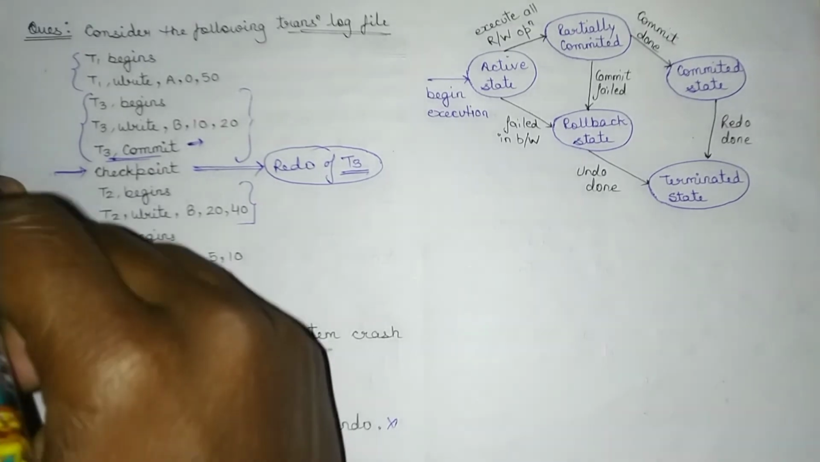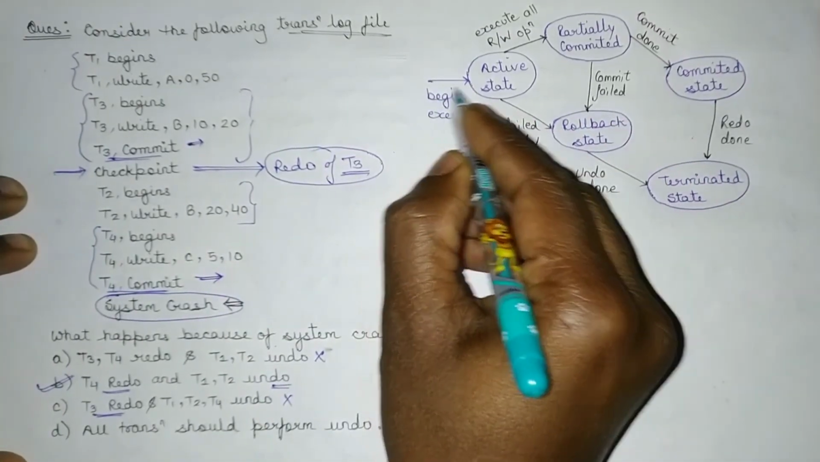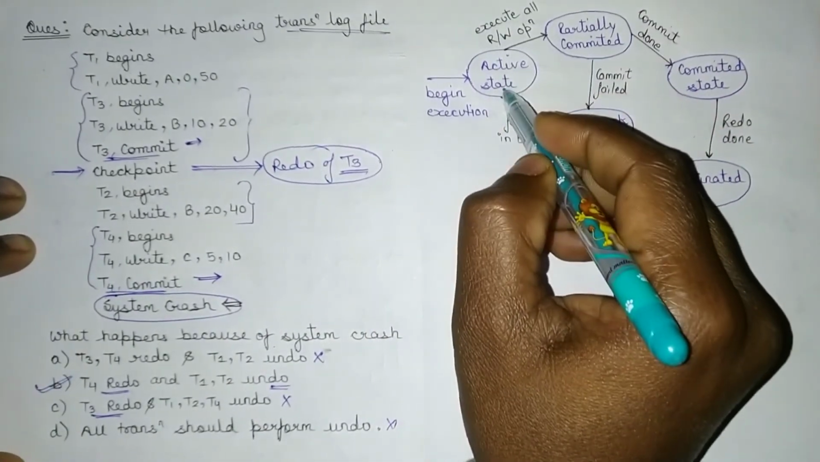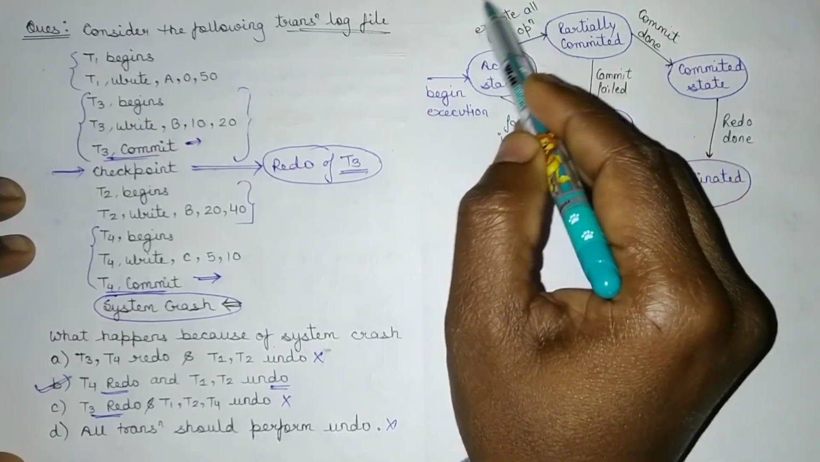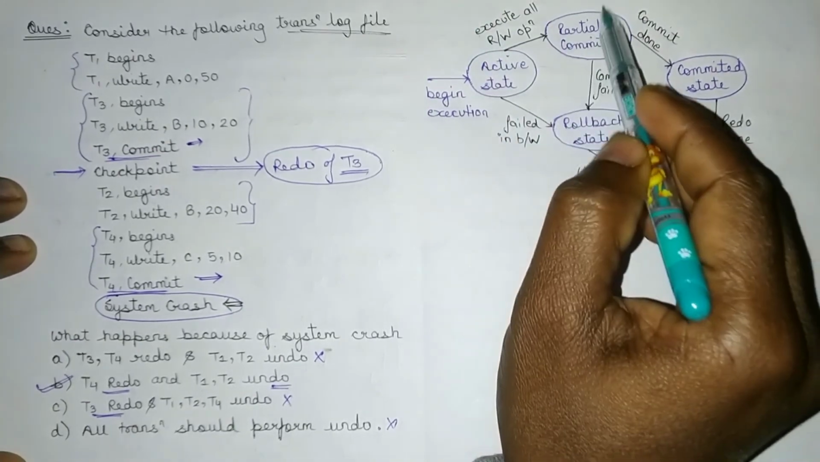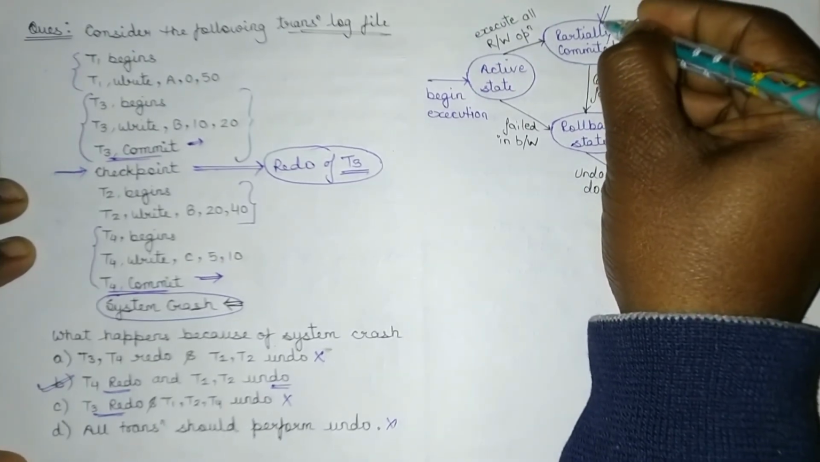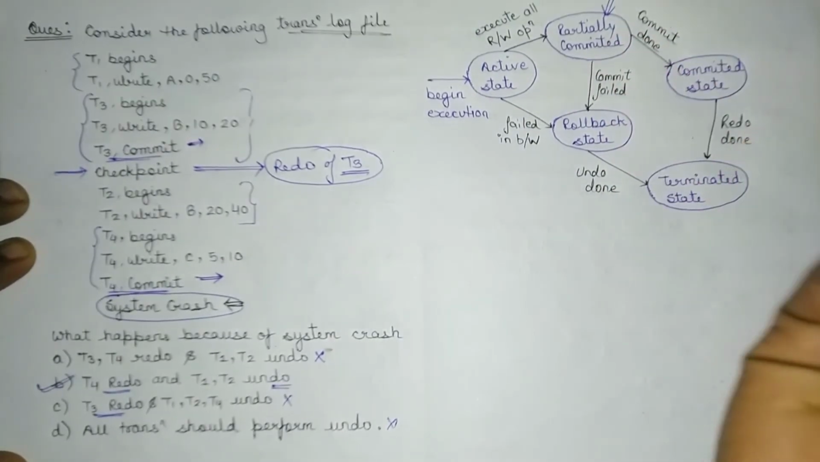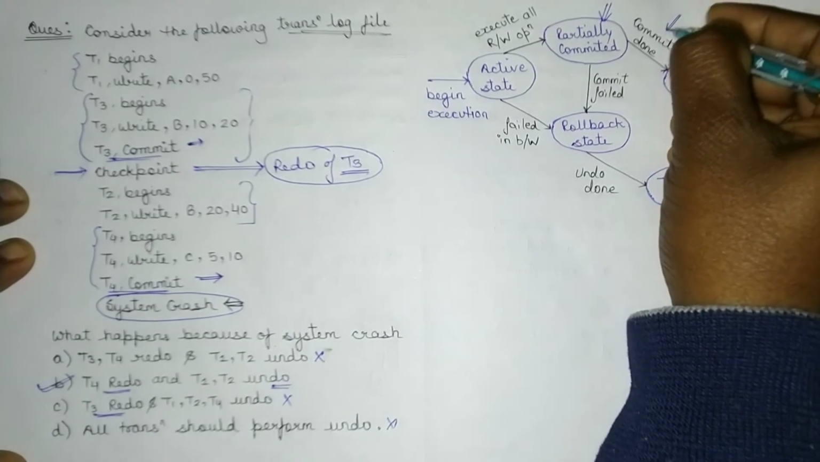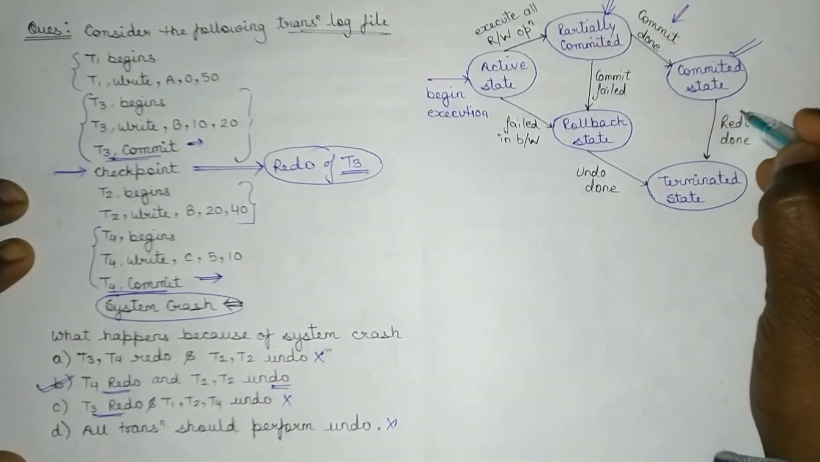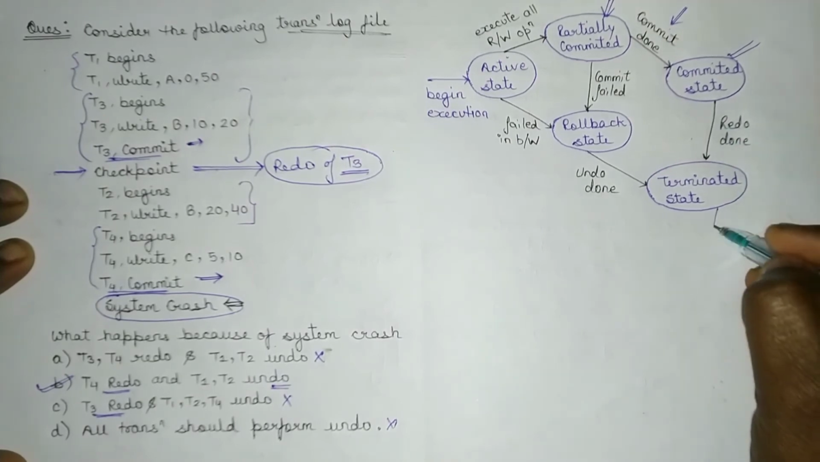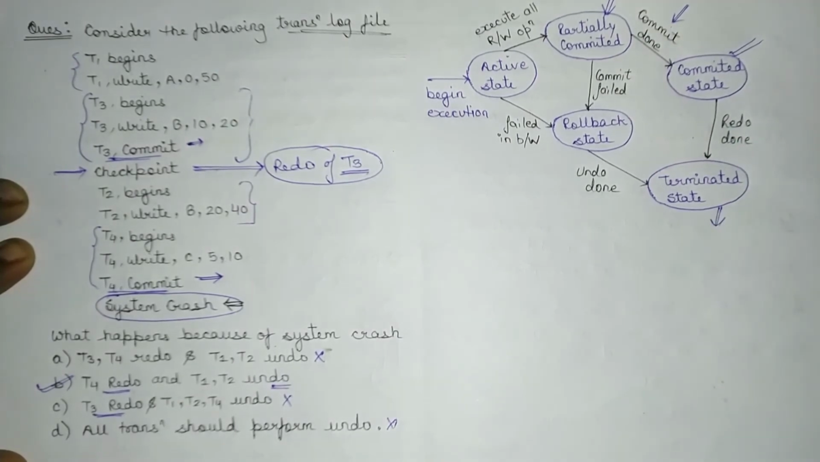Now let's have a quick revision. When we begin the execution, we will be in the active state, and if all the read and write operations are executed successfully, it will be in partially committed because it is waiting for the commit operation. When the commit operation happens, it is committed, and if it is committed, we will perform the redo and the transaction will be terminated.